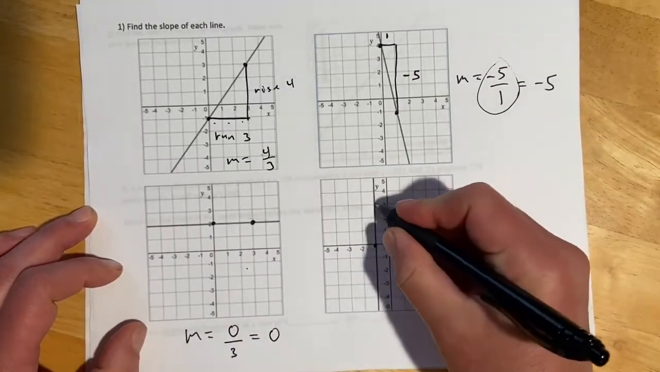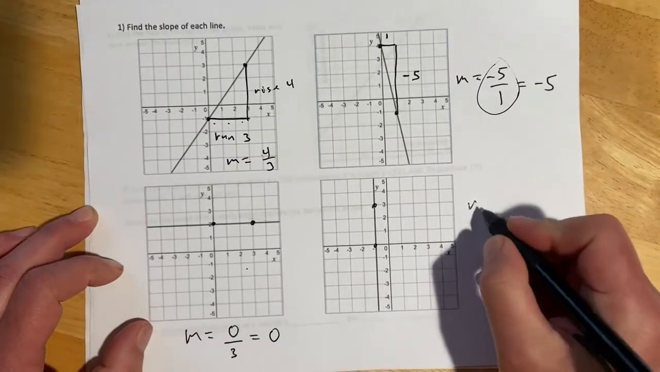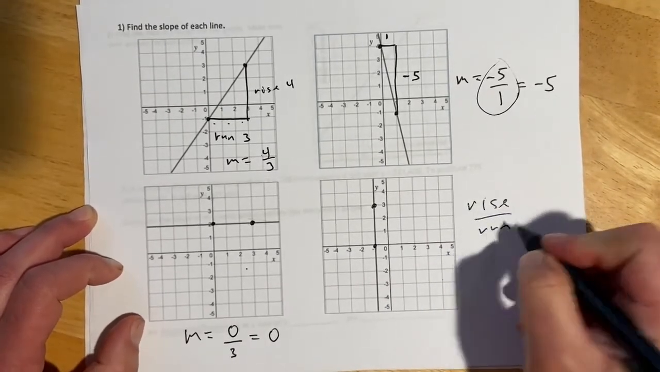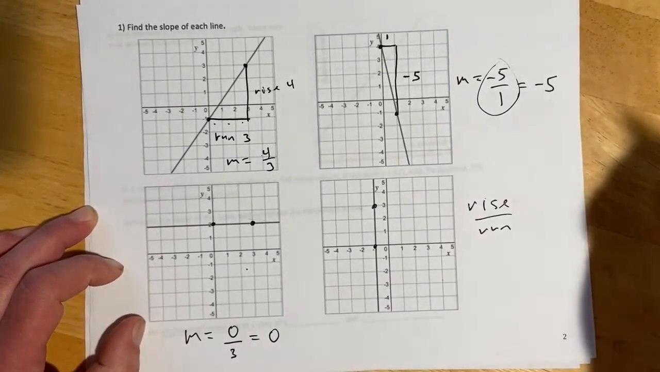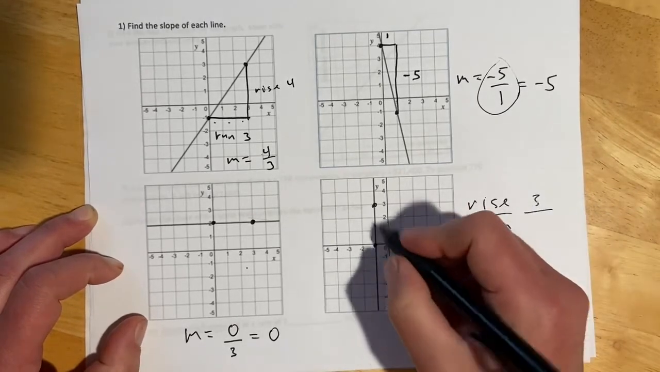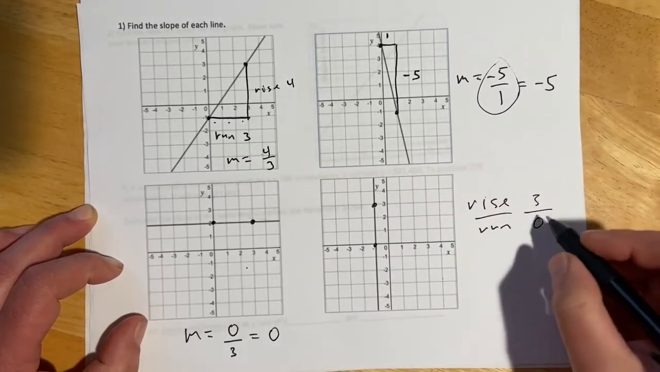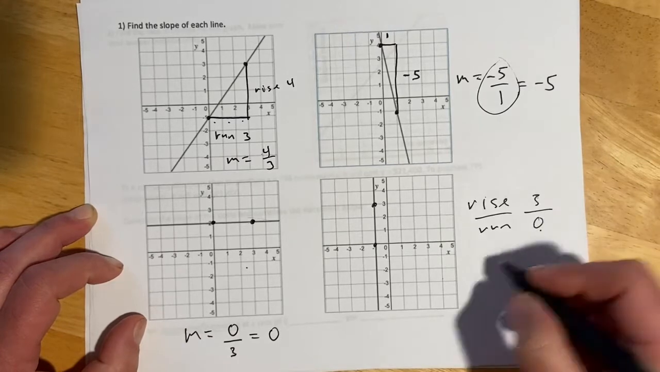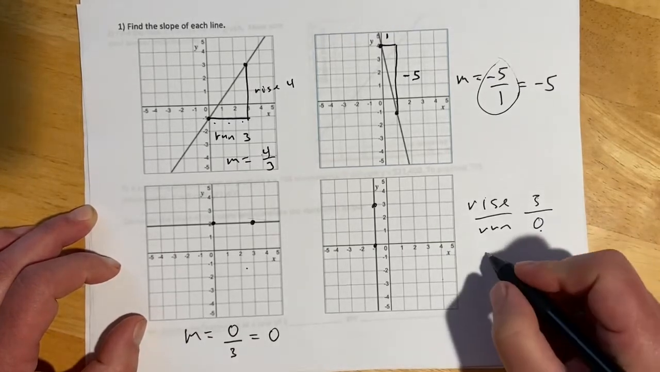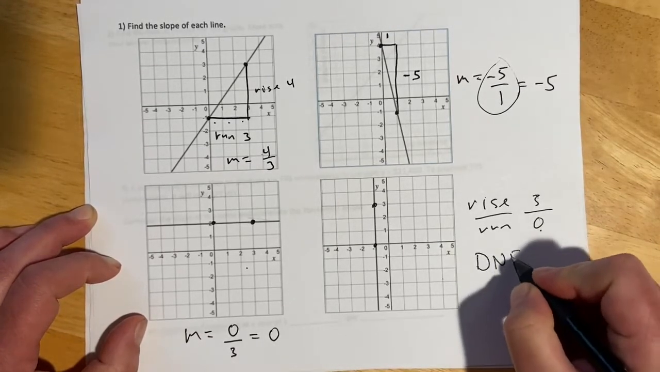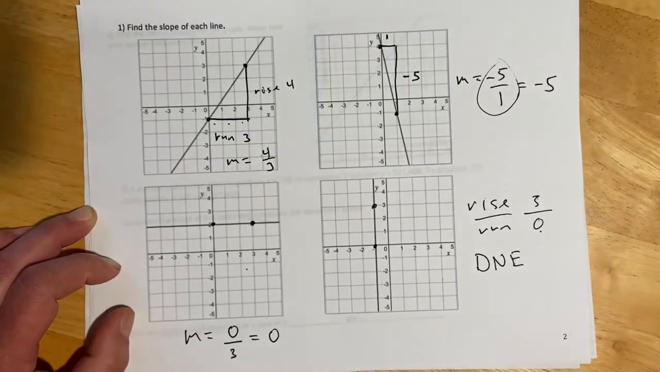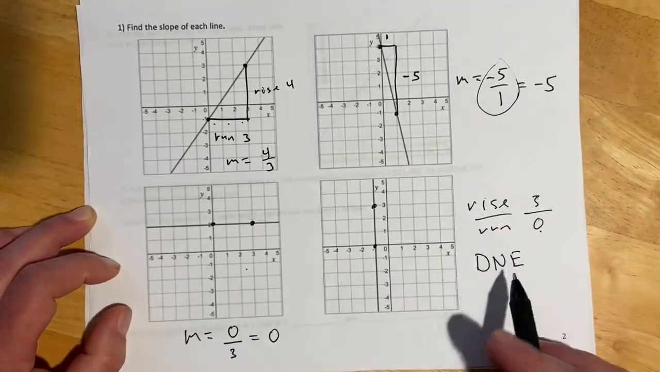And then vertical lines, here if I do rise over run, for the ones I picked, the rise happens to be 3, but notice the run is going to be 0 everywhere. So we're getting a number divided by 0, and that's undefined. In the computer, I think it wants you to put DNE for does not exist, but the slope will be undefined in that case.